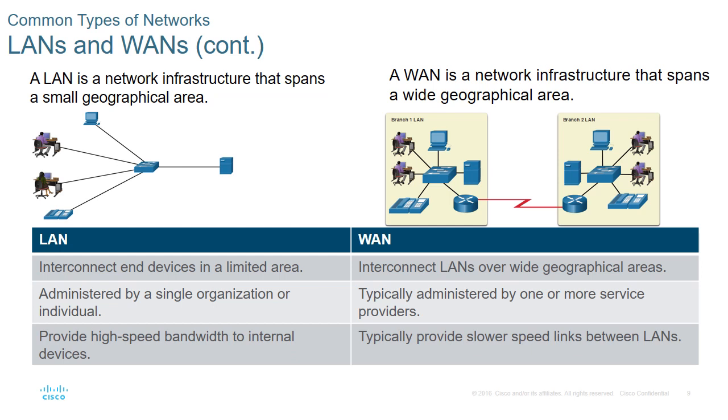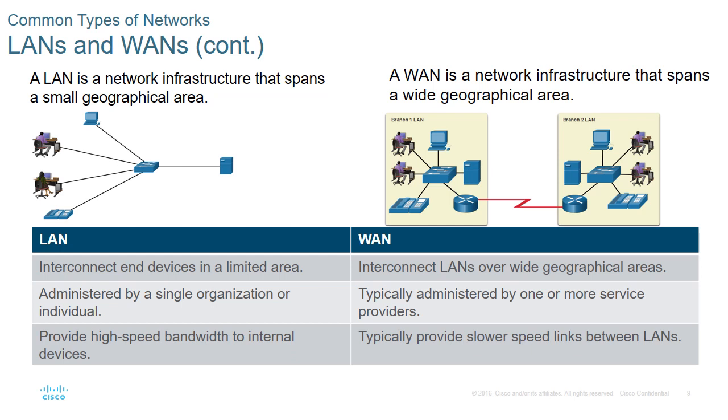So here if you see this diagram, branch 1 LAN is there, branch 2 LAN is there. If you see, there is a router in branch 1 LAN and a router in branch 2 LAN. The connection between the branch 1 LAN router and the branch 2 LAN router is the WAN connection. That is the WAN connection, marked in the red color line. That is a symbol used to represent the WAN connection.